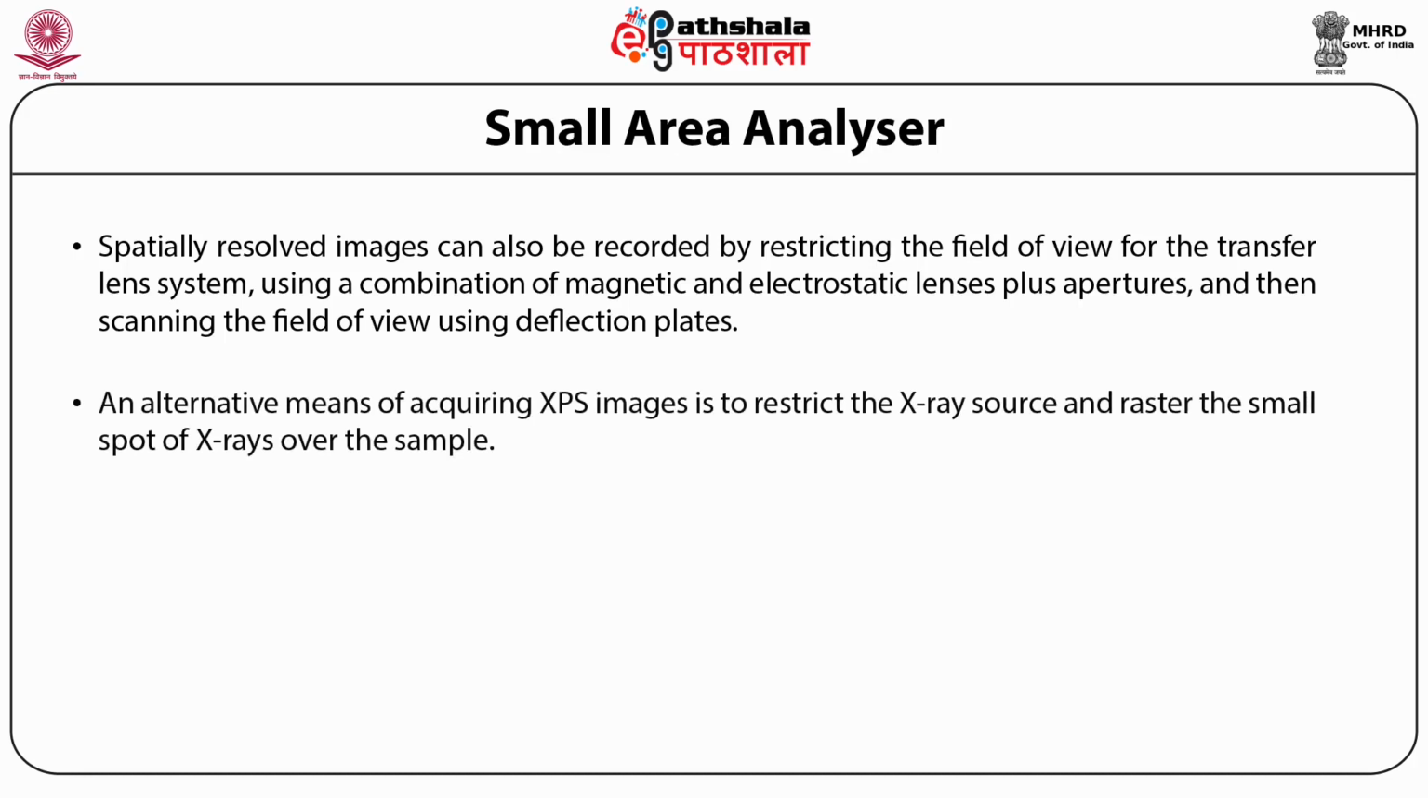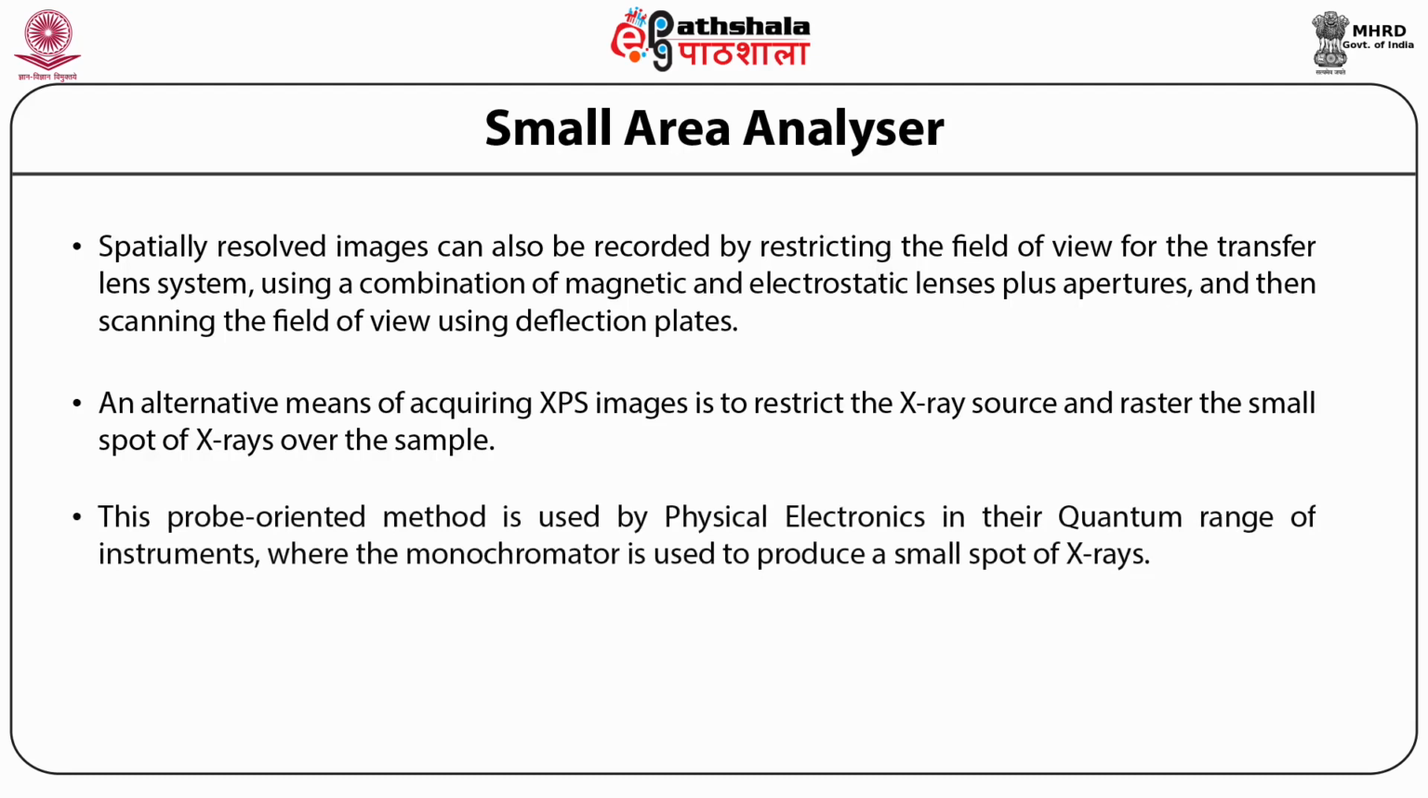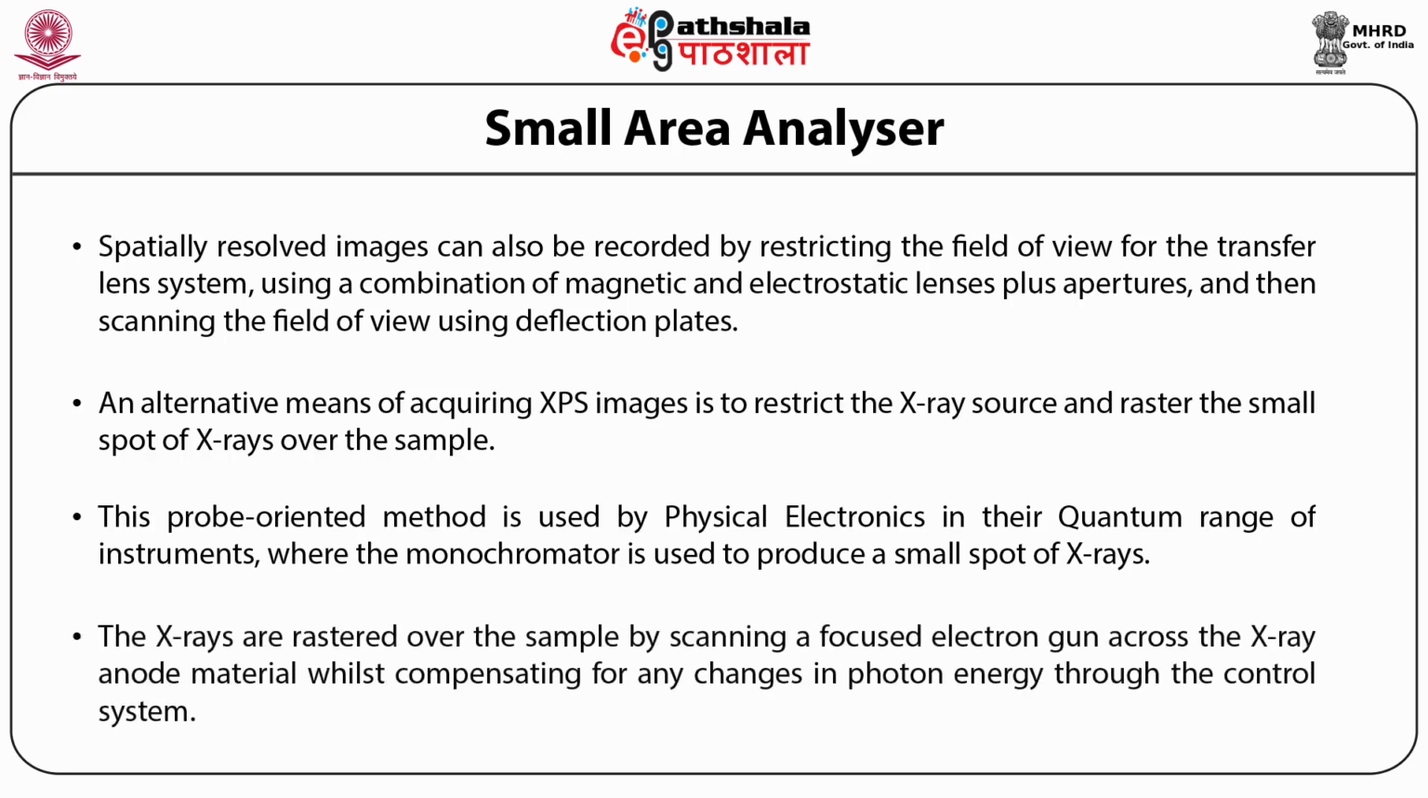An alternative means of acquiring XPS images is to restrict the X-ray source and raster the small spot of X-rays over the sample. This probe-oriented method is used by Physical Electronics in their Quantum range of instruments, where the monochromator is used to produce a small spot of X-rays. The X-rays are rastered over the sample by scanning a focused electron gun across the X-ray anode material whilst compensating for any changes in photon energy through the control system.